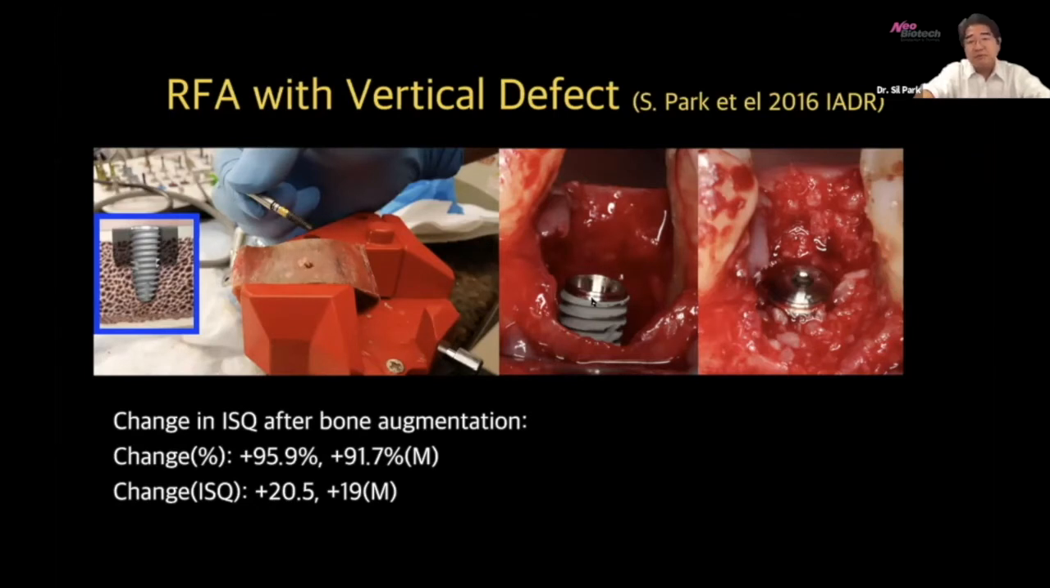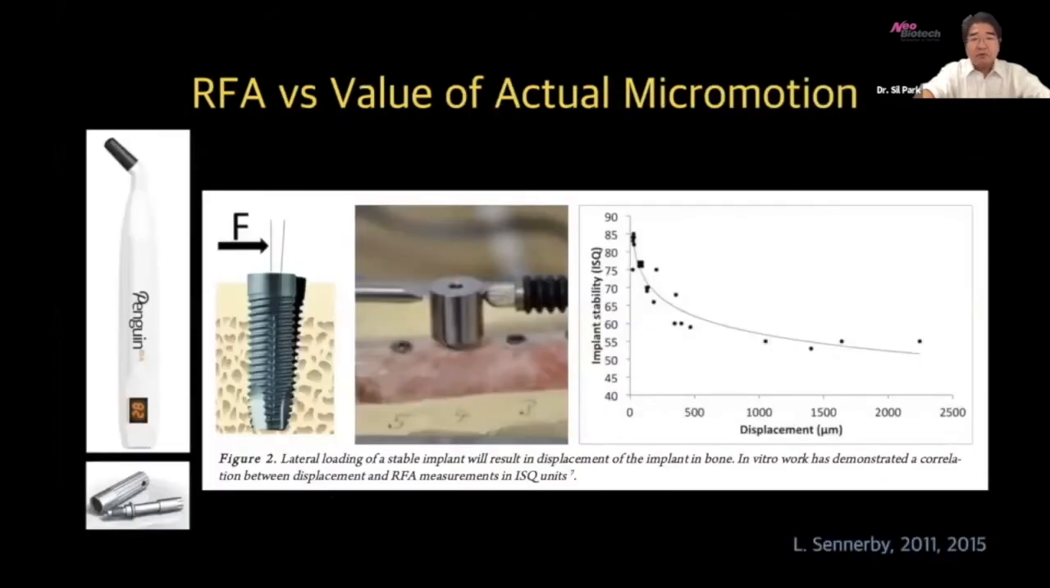Also, if you have a bone graft, the bone graft material can give you a false positive in terms of implant stability. So keep that in mind. The companies also claim a linear relationship between implant stability and displacement. As you can see here, the y-axis is implant stability and the x-axis is displacement. When the ISQ number is high, displacement is low, and when the ISQ number is low, displacement is high.